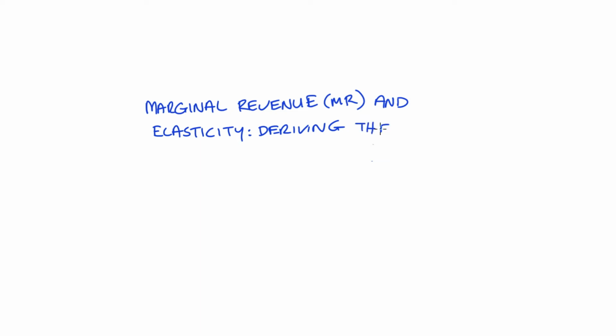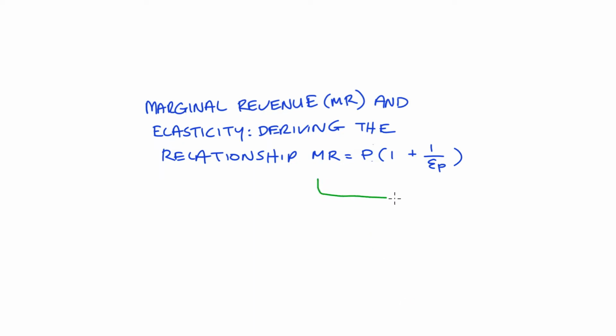Hi everyone! In this video, I'm going to be looking at the relationship between marginal revenue and elasticity. Specifically, I'm going to derive this relationship here, that marginal revenue is equal to the price multiplied by 1 plus the inverse of our elasticity.